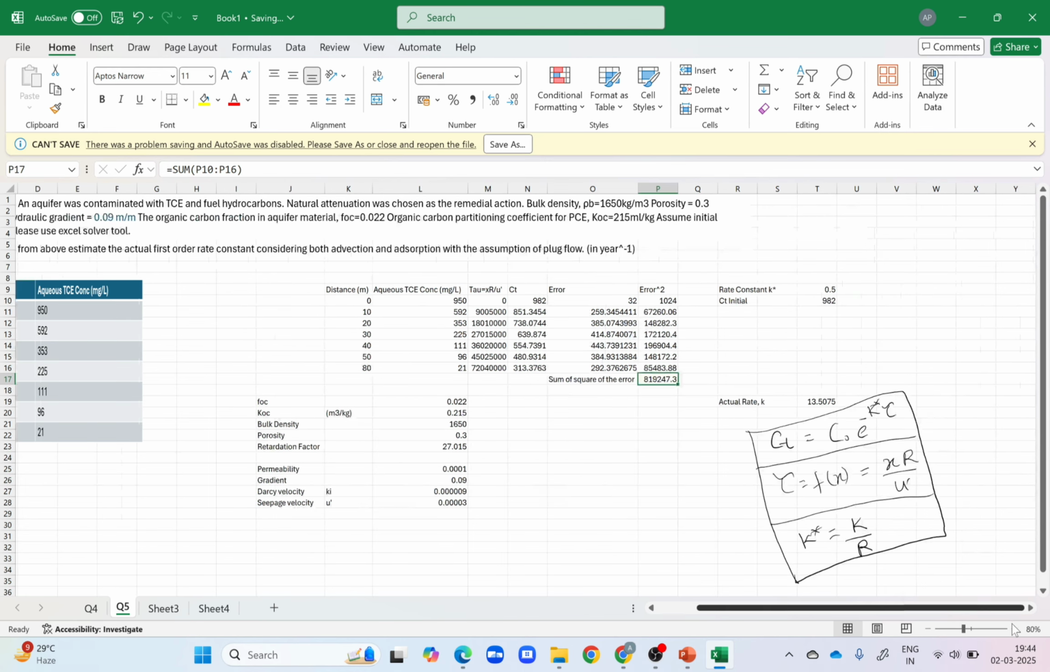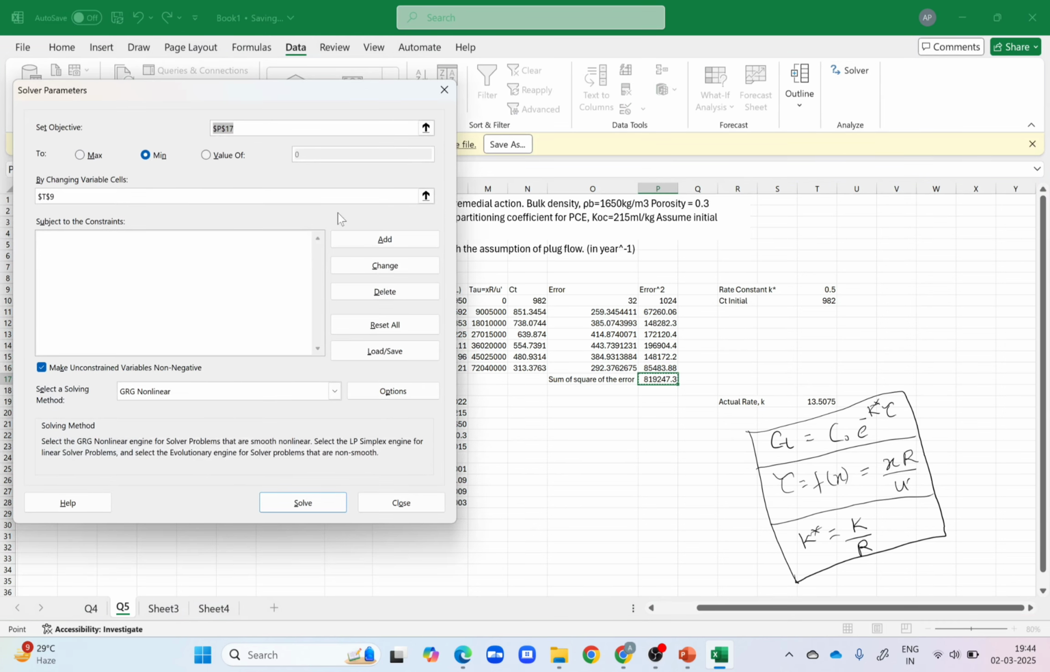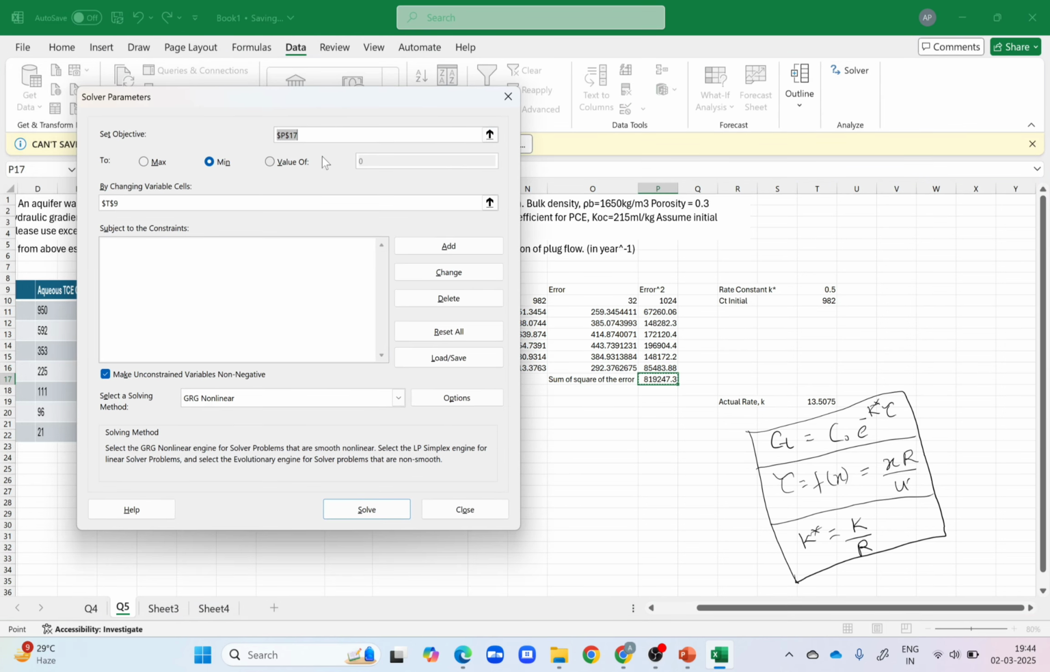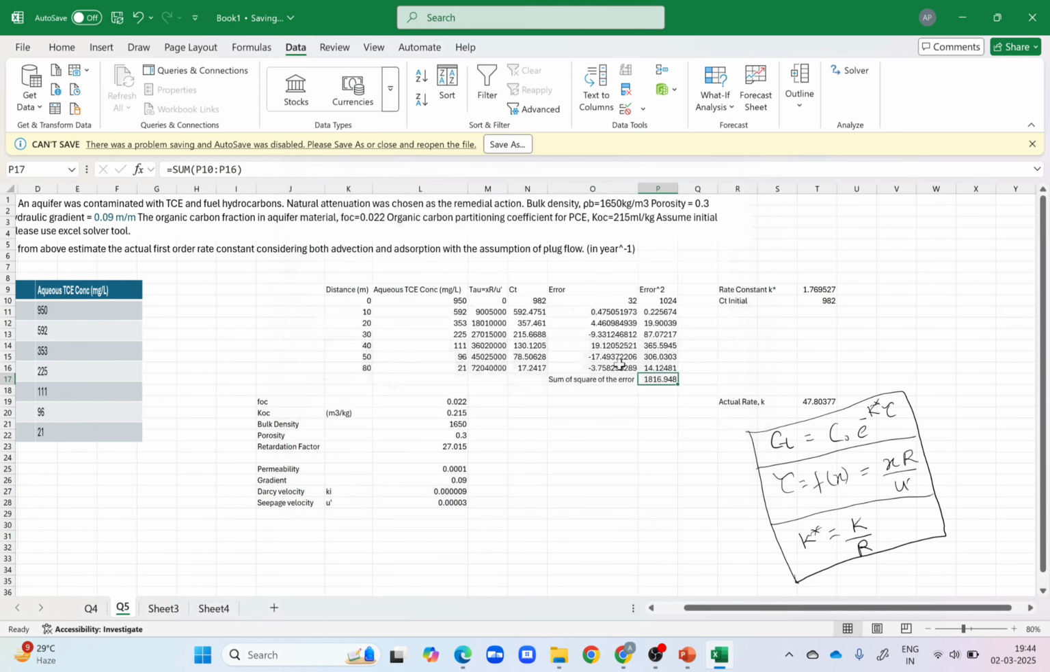Now we have to use the solver. So let's go to data, then solver. Our objective function is to minimize the sum of the square of the error, by changing the value of the rate constant. If we solve this, we are getting the rate constant as 1.77.